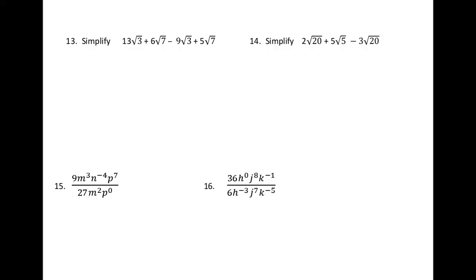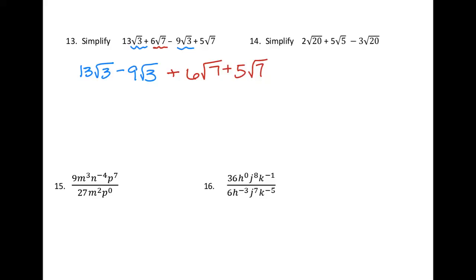They have to have the same radicand. So I put these two together: 13 times the square root of 3 minus 9 times the square root of 3. Okay, those are the same. And then I have plus, because of the sign in front, 6 times the square root of 7 plus 5 times the square root of 7.